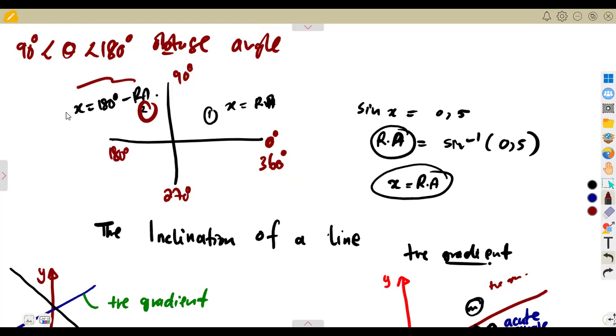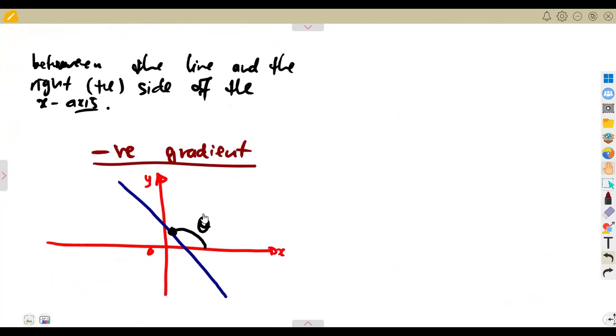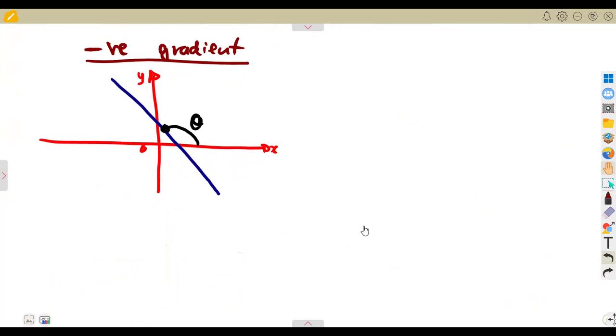And what are the conditions for the second quadrant? If x is the angle that we are supposed to calculate, it is equal to 180 minus the reference angle, whereby the reference angle is the one that you just calculate, arcsine of this, arctan, arccos, considering that you ignore the negative. So this is what you're going to do. The reference angle, as usual, you are going to ignore the negative. Remember, this has got a negative gradient.